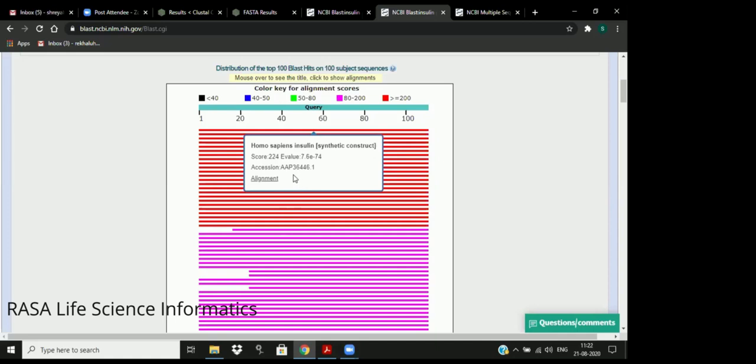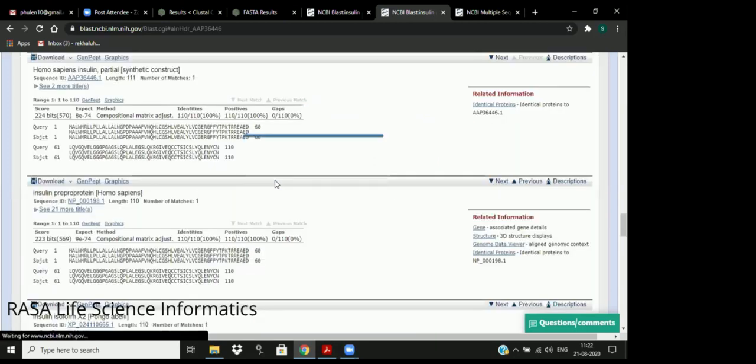Now, if I want to see the alignment, let's see the alignment first. So click on the alignment which is written here. The moment you click on the alignment, it will direct you to the alignment between the query and the sequence you have picked up. So this is the sequence which you have picked up. Whatever you click, the first result on the screen is the result. You can see there are two results shown to you, but the top one is the one which you have clicked. That you can verify with the query and the accession also given to you.